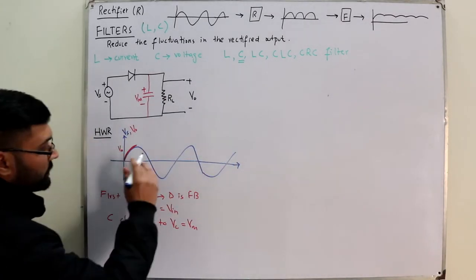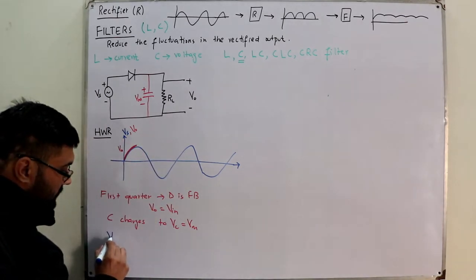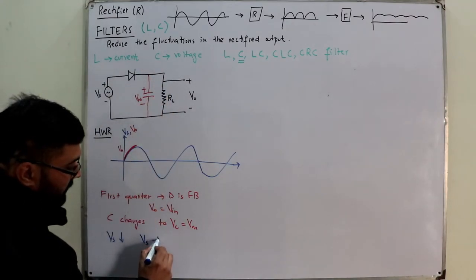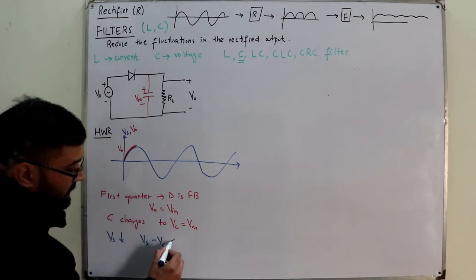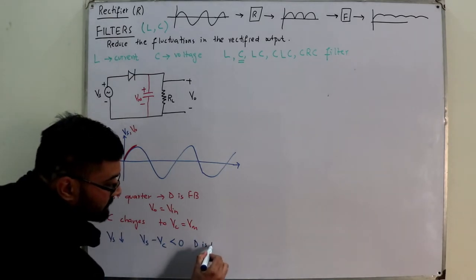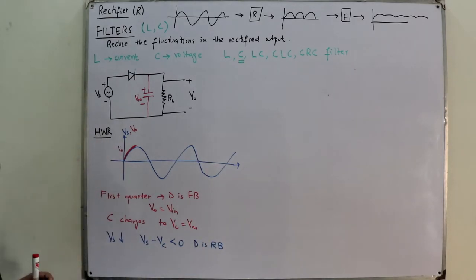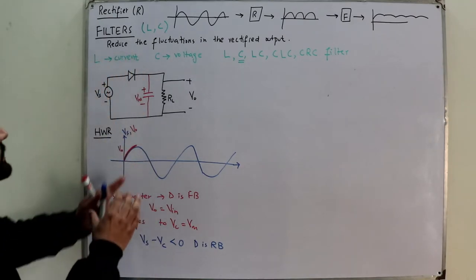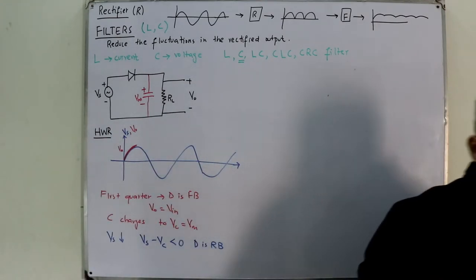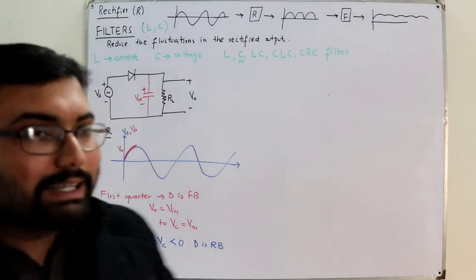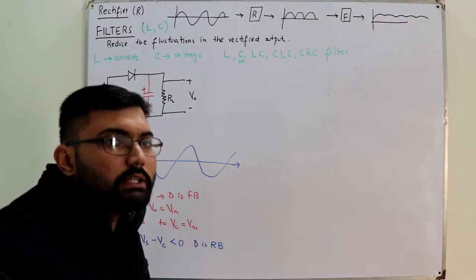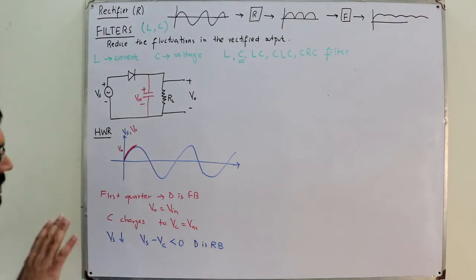After the first cycle, when the V source reduces, Vs minus Vd minus Vc becomes less than zero, which means Vs is less than Vc, so the diode is reverse biased. When this is open circuited, the capacitor has a charge of Vm, and it will not discharge quickly because the time constant is considered to be high enough, far greater than half of the cycle of the wave. You've already seen it, I believe, in the clampers videos.